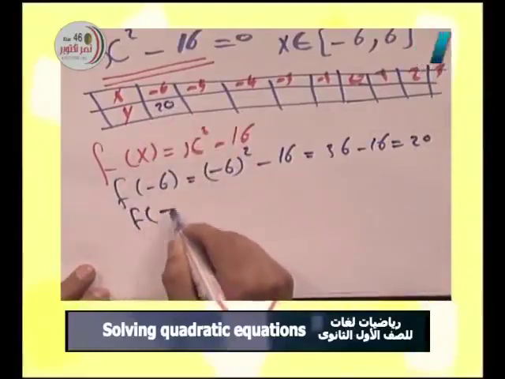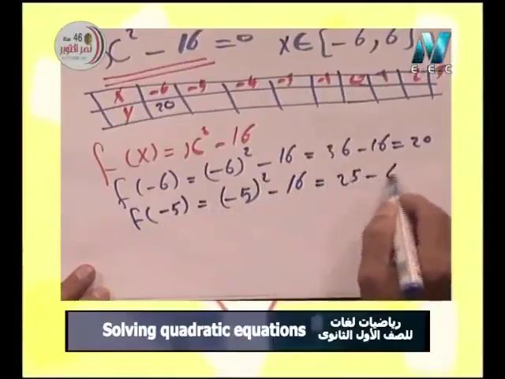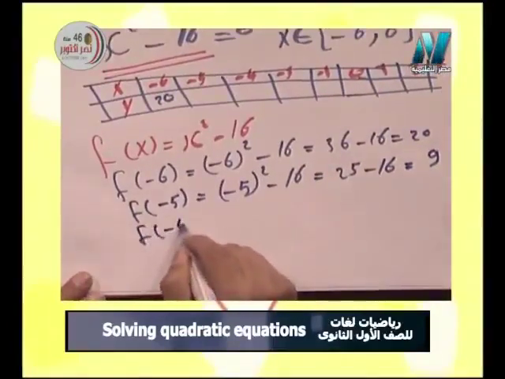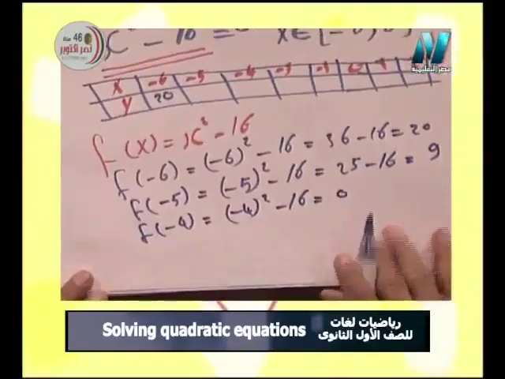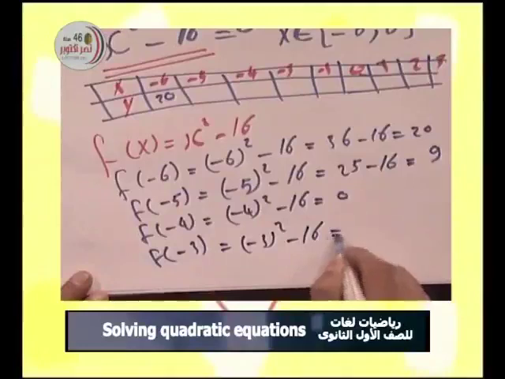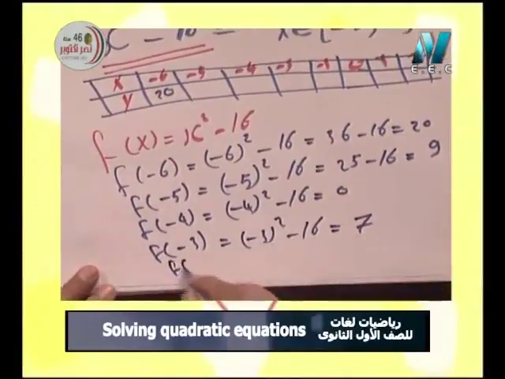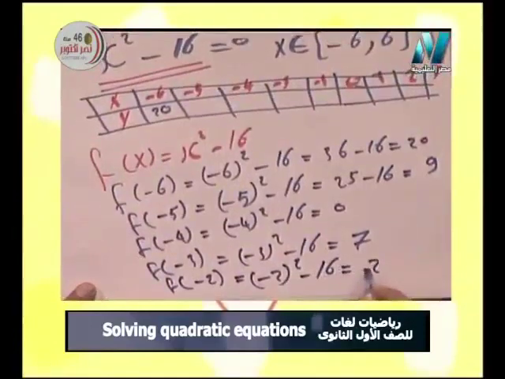f of negative 5 equals negative 5 power 2 minus 16 equals 25 minus 16 equals 9. f of negative 4 equals negative 4 power 2 minus 16 equals 0. f of negative 3 equals negative 3 power 2 minus 16, which is negative 16 plus 9, equals negative 7. f of negative 2 equals negative 2 power 2, which is 4, minus 16 equals negative 12. Now we have f of negative 2.